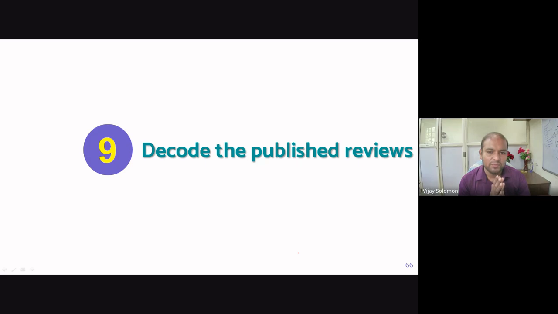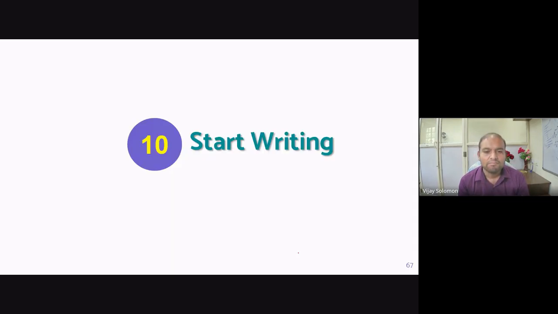Decode the published reviews. For example, how many pages, the questions that were raised, how many analyses, how many subheadings, how many figures, how many tables, how many references. We need a model, and that model can be obtained when we get the 5 review articles. Once that is done, start writing. Start writing the review article.